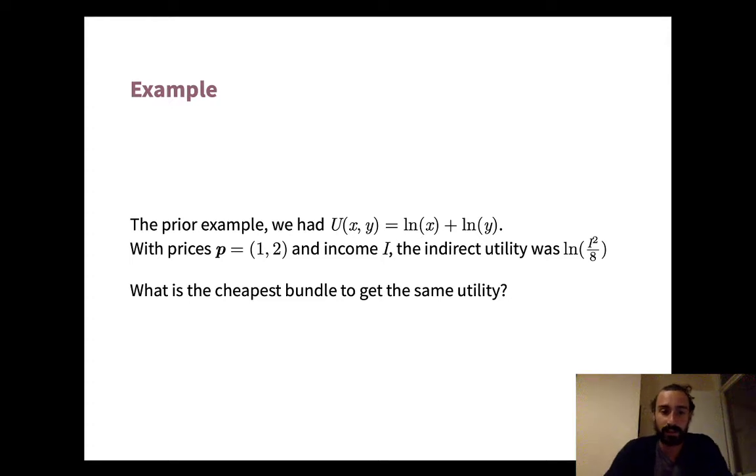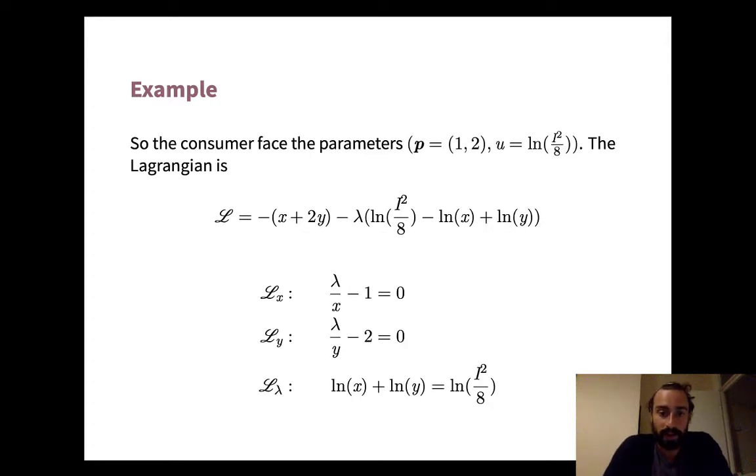So what is the expenditure minimization problem? Well, our parameters are a price vector 1, 2, and a utility level log of I squared over 8. And we want to minimize the expenditure subject to getting utility at least that level, right? So we can write the Lagrangian out. We're minimizing something, so that's like maximizing its negative. The expenditure is x plus 2y. x is the amount of x, y is the amount of y. 1 times x is the expenditure on x, 2 times y is the expenditure on y. Minus our Lagrange multiplier times our constraint, and our constraint is that the utility level must be at least the target utility, that is, the total utility generated by the bundle.